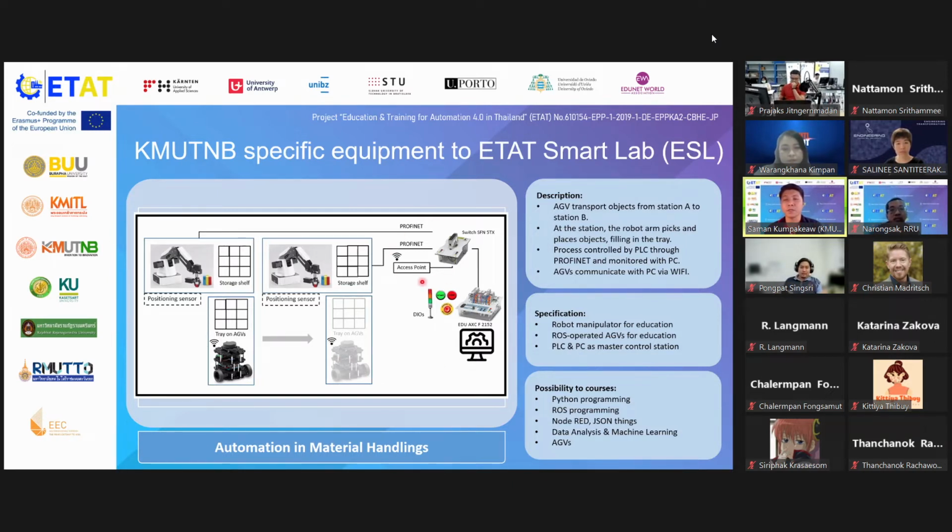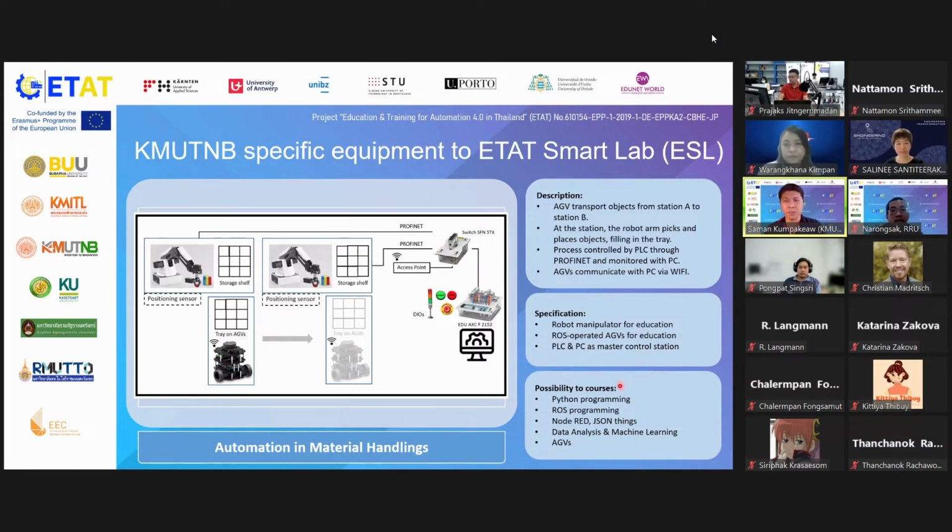and all communication occurs either with access point Wi-Fi or with Profinet, which we have in the Etat Smart Lab here. The specification of this set would be the robot manipulator, which I also said is a robot Magician, and another would be the ROS, Robot Operating System platform, and PLC and PC.